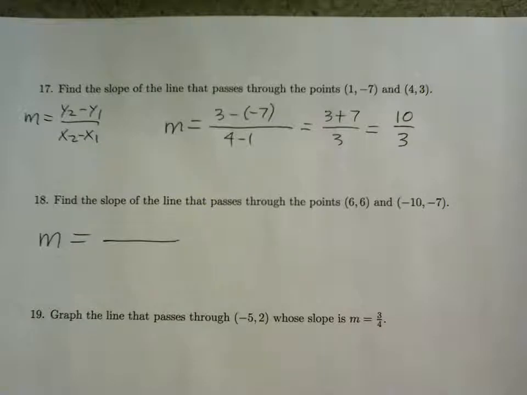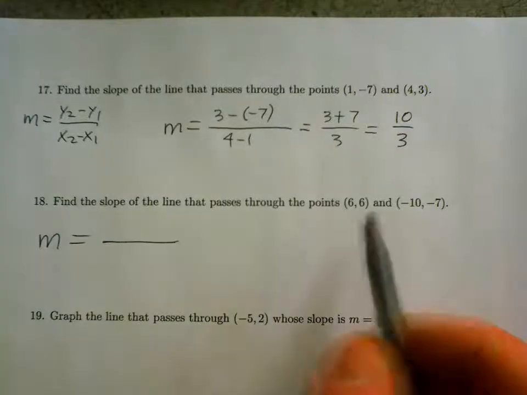So what'd you get for the slope of the line that passes through those points? The ordered pair is 6, comma 6, and negative 10, comma negative 7. Negative 13 over 16. Sounds right.